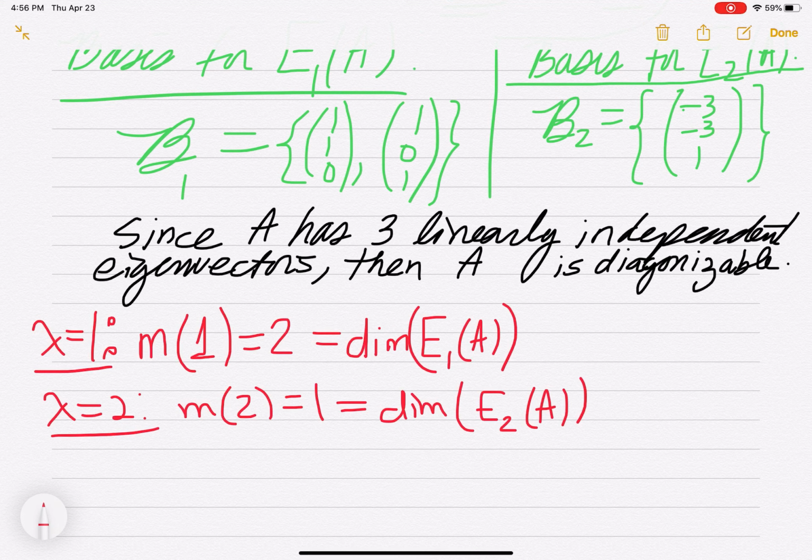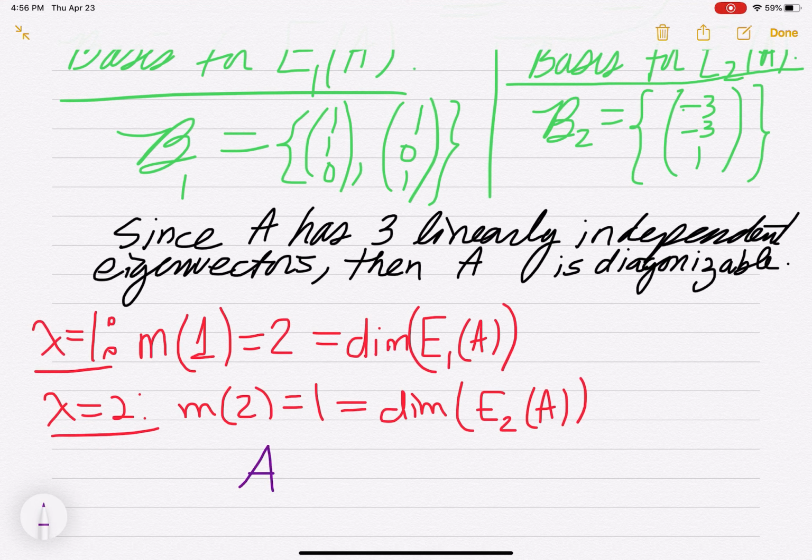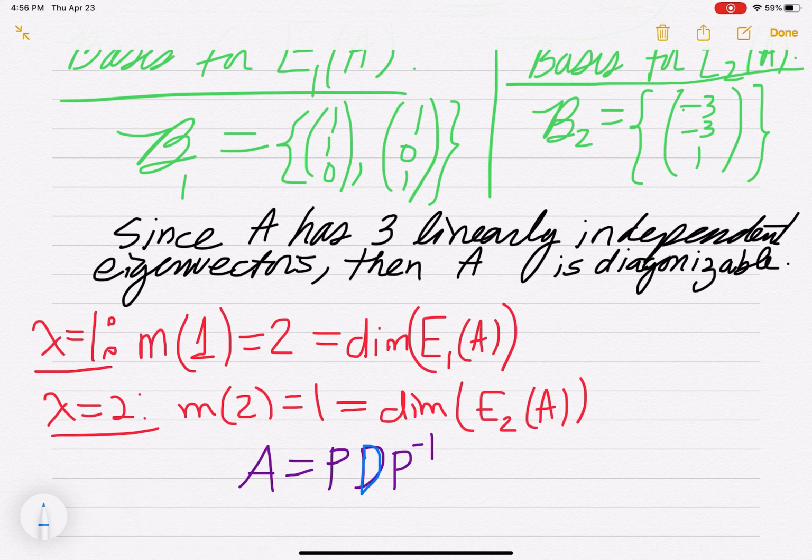So the idea here is that I'm going to write down the diagonalization of A at the bottom. The diagonalization is A equals P D P inverse, right? D is going to be the diagonal matrix where you put 1 twice down the diagonal, because 1 had multiplicity 2, and 2 was the second eigenvalue that's going to occur once in the diagonal, and 0 goes everywhere else.